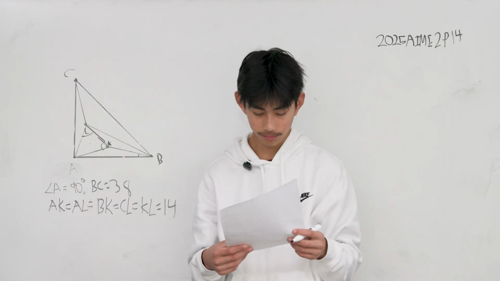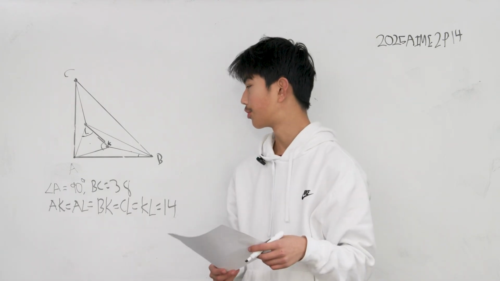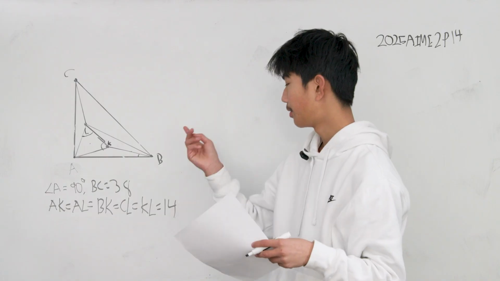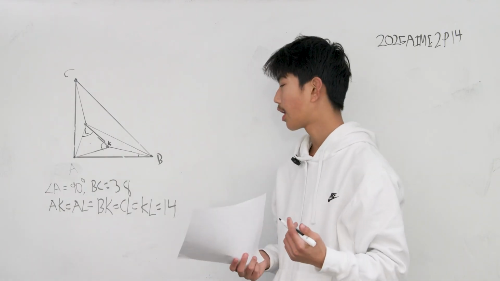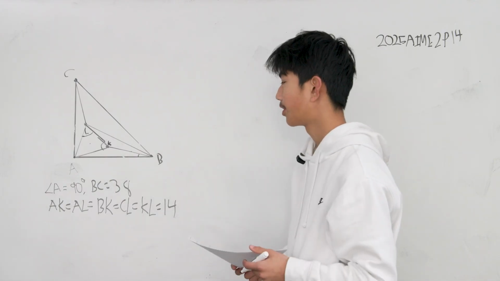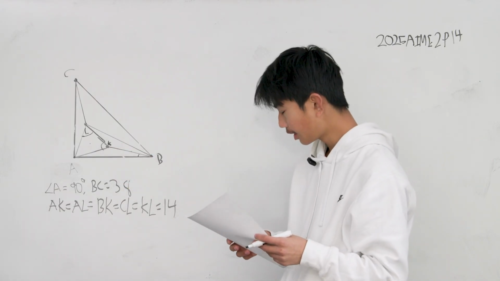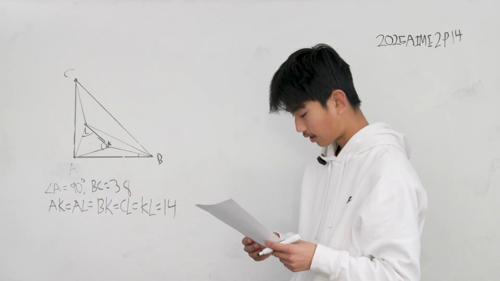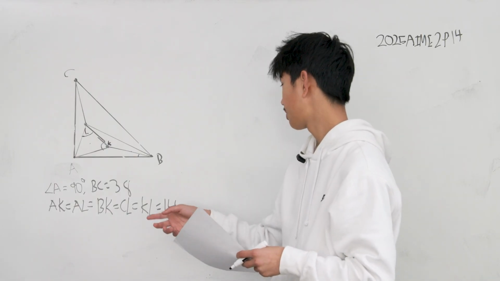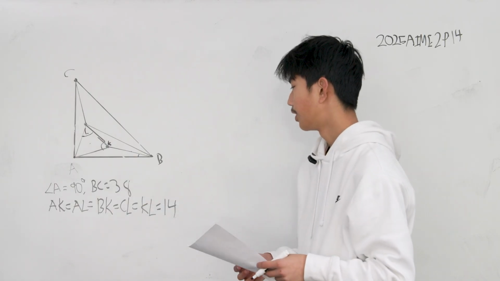Find n. The first thing we can do is draw out the triangle ACB. We know that angle A has to be 90 degrees, and points L and K have to be equal distance. They have to satisfy basically all of these.